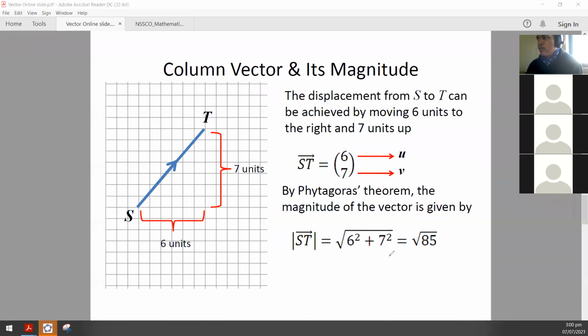How did they calculate the magnitude? So, column vector and its magnitude: the displacement from S to T can be achieved by moving 6 units to the right and 7 units up. I explained that. Or you can also move 6 units to the left and 7 units down. It doesn't matter. That will be the vector, but I will explain to you why it is to the right and up. And then we use Pythagoras' theorem to calculate the magnitude of the vector, and it's given by this formula. So please note the following.